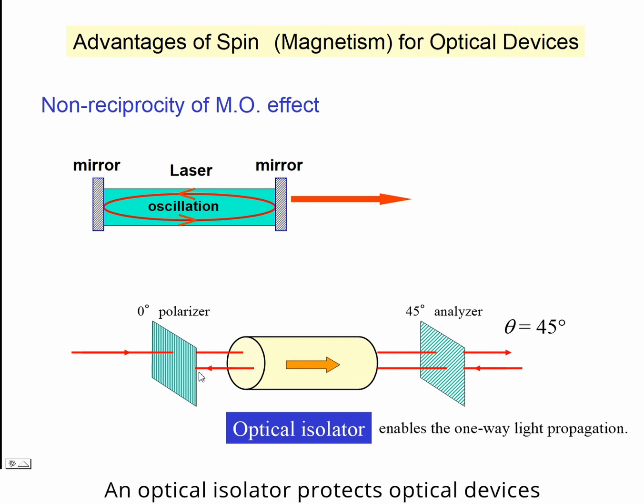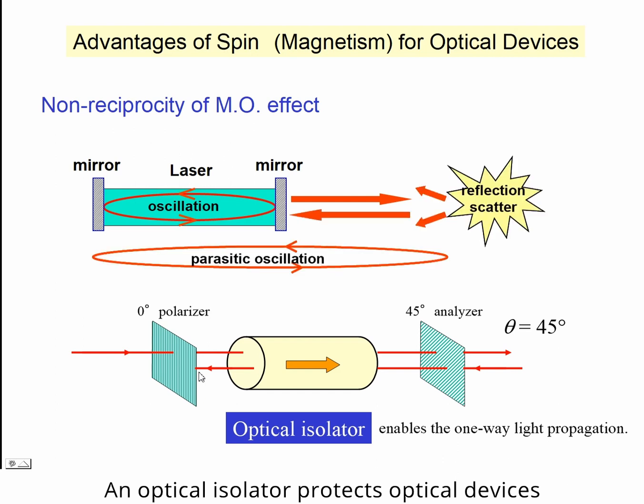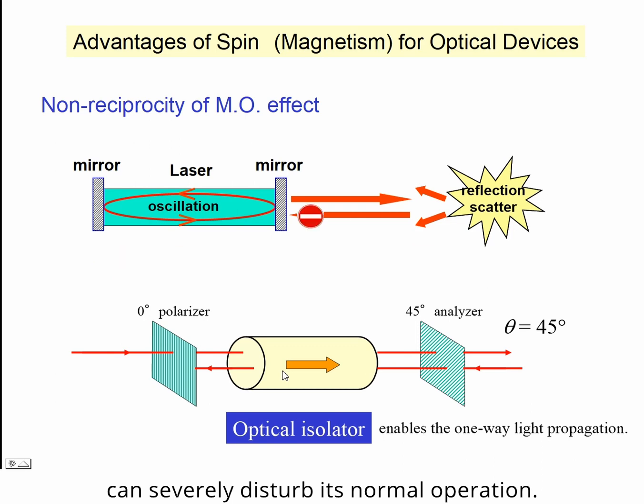An optical isolator protects optical devices from unwanted back reflection. The back reflection is unavoidable for any optical system and can severely disturb its normal operation. In particular, an optical laser, an optical amplifier, and an optical oscillator substantially suffer from back reflection.